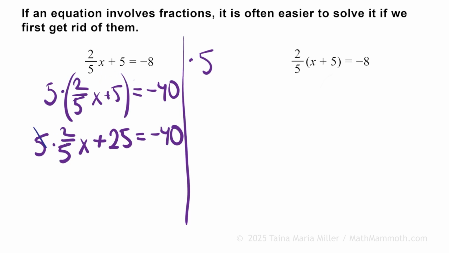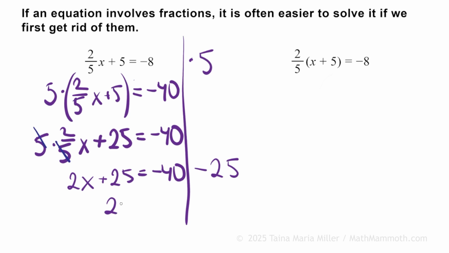And now these 5's cancel, so we just have 2x. And then I subtract 25 from both sides, and I'm left with 2x equals minus 65. And then divide by 2. And x equals negative 65 over 2. Now let's go on to the next one.